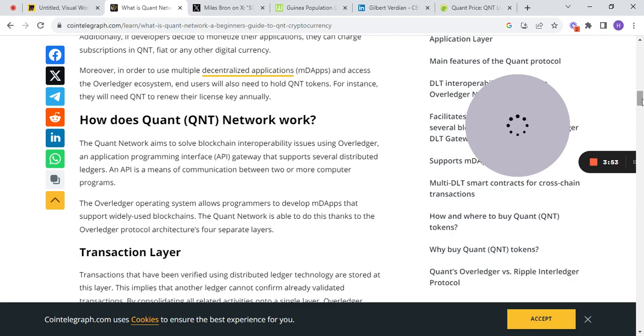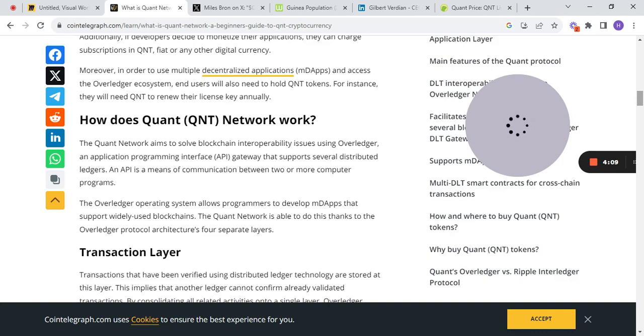And then just briefly, how does Quant Network work? So the Quant Network aims to solve blockchain interoperability issues using Overledger, an application programming interface, an API, a gateway that supports several distributed ledgers and APIs, and means of communication between two or more computer programs.